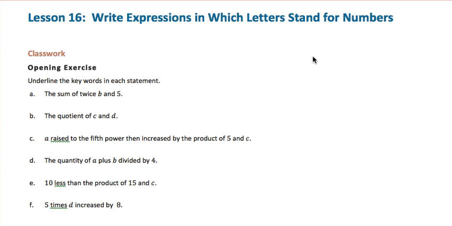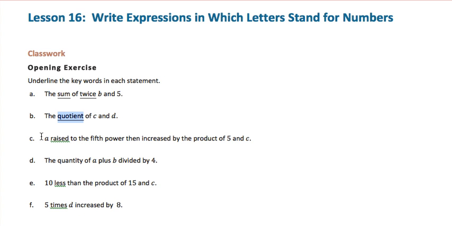For Lesson 16, we're writing expressions in which letters stand for numbers. So we're starting off, and we need to underline the key words in each statement. So in A, I see some and twice. Those tell me a lot of what to do. In B, quotient tells me what to do.